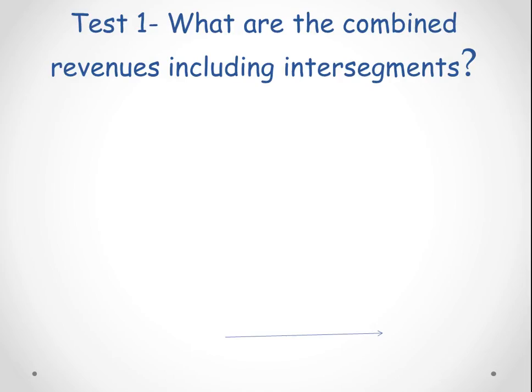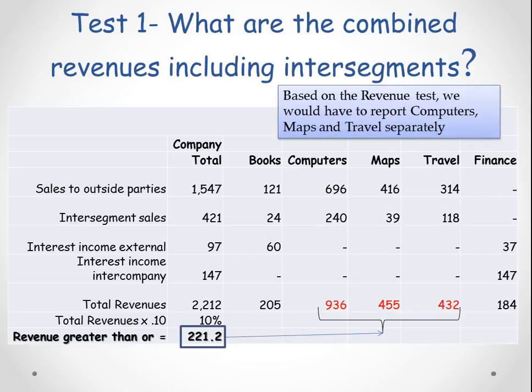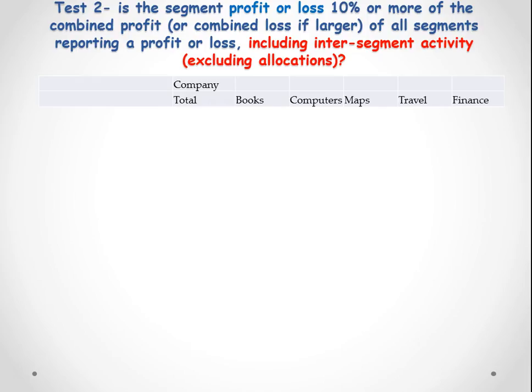So what are the combined revenues, including intersegment? So we would add all of these up, take it times 10%, and in this case, anything that is greater than 221,200, we're going to have to report separately. So according to this, we would have to report computers, maps, and travel. So we know no matter what happens on the next two tests, we're going to have to report those separately because they passed one of the three tests.